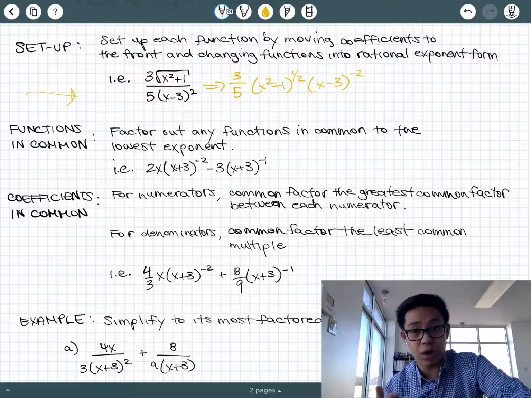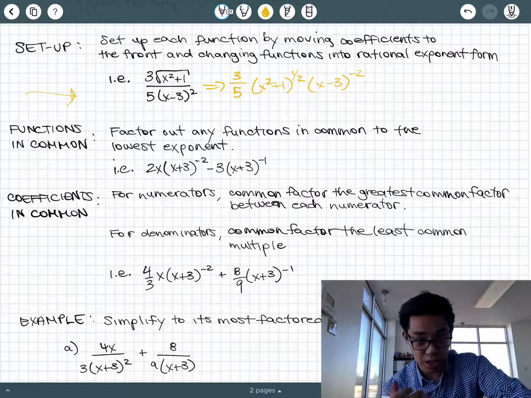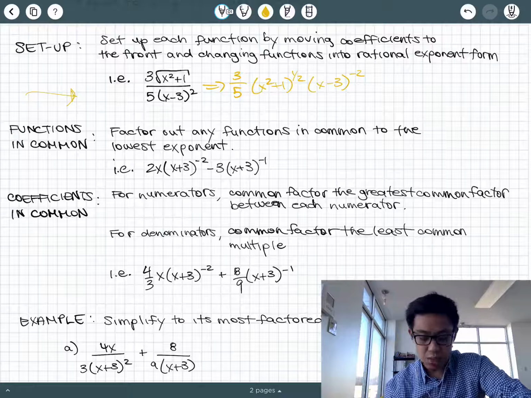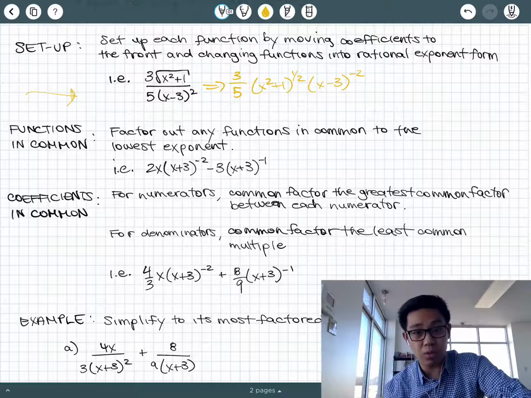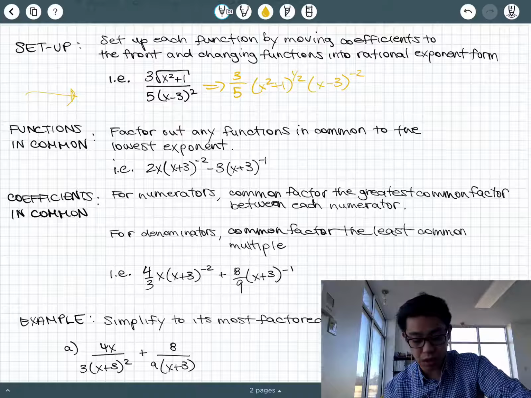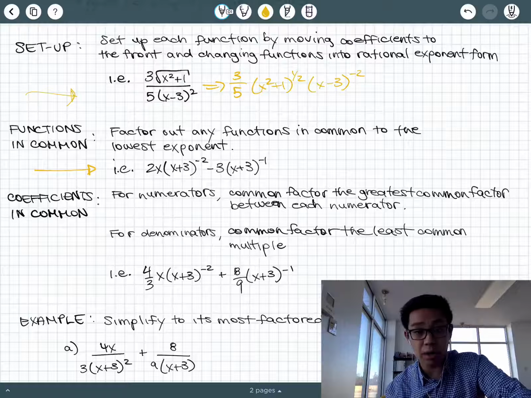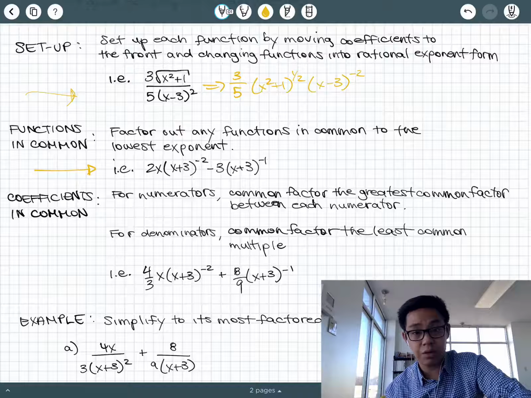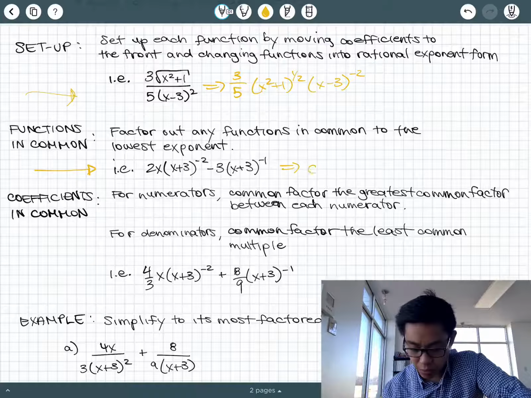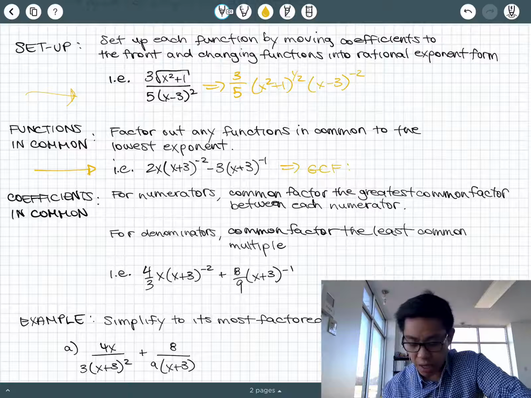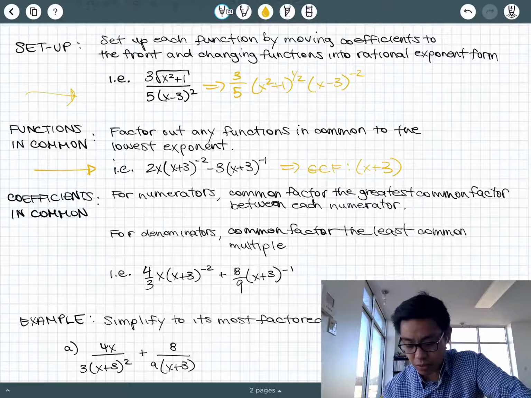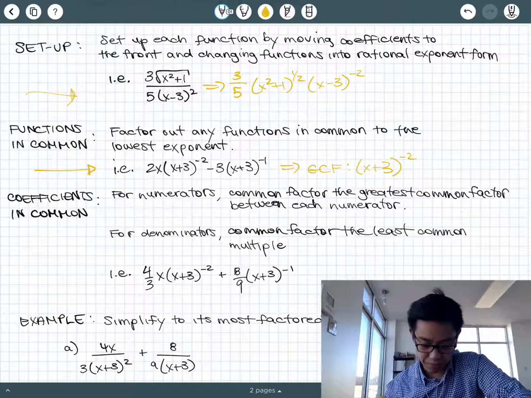Next, you have to know what you would common factor out. So what's your GCF, your greatest common factor? When you have functions that are in common, you pull out the function to the lowest exponent. So for example, on this one, they both have an x plus 3, so you're going to want to pull out for your GCF an x plus 3 to the negative 2, because that's the lowest exponent.